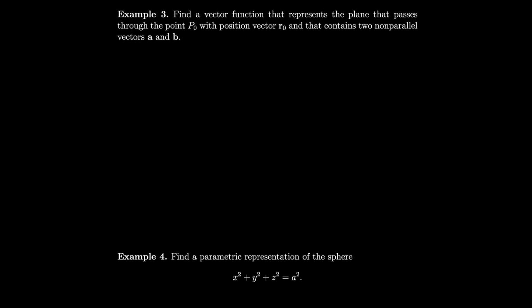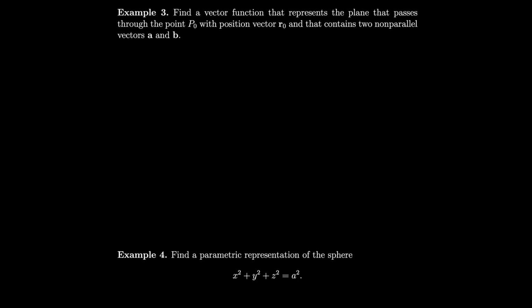How about we find a vector function that represents the plane that passes through the point P0 with position vector r0, and that contains two non-parallel vectors a and b. Let's start with P0, and we'll draw vectors a and b, and it has to point to some point P also. So how about this is a point P it points to. So let's say that this is b and then this could be a.